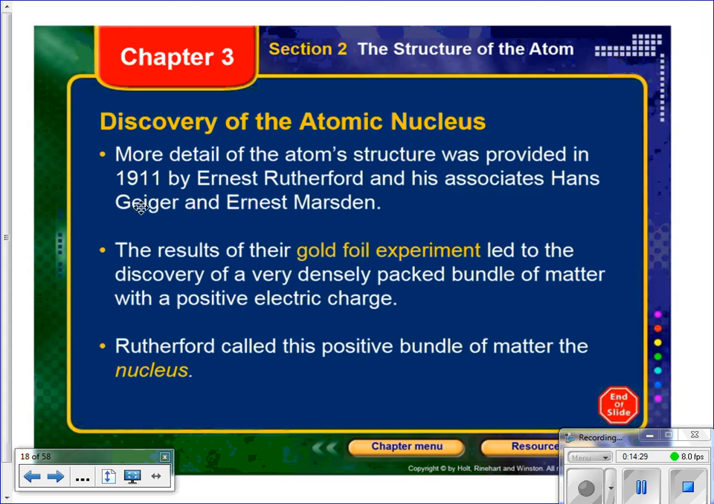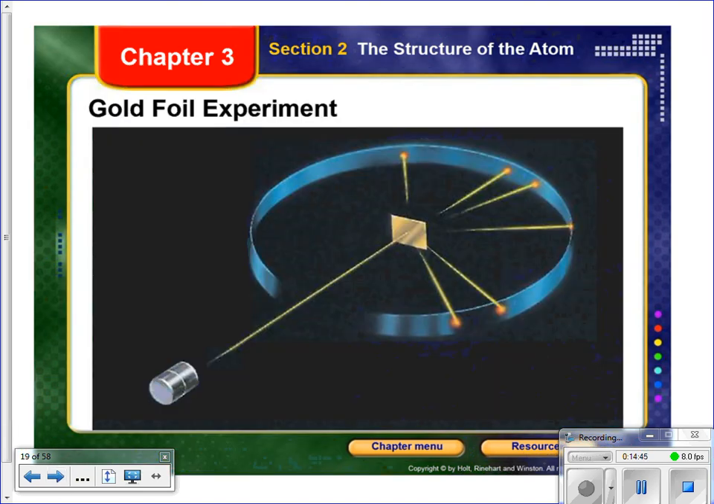He worked with Ernest Rutherford and Ernest Marsden on a gold foil experiment. And what they did is they discovered that the center of an atom has a very dense positive charge that they called the nucleus. And the way they did this was called the gold foil experiment. They took a piece of lead and they drilled a hole about halfway through the center, and they put radioactive material inside there.